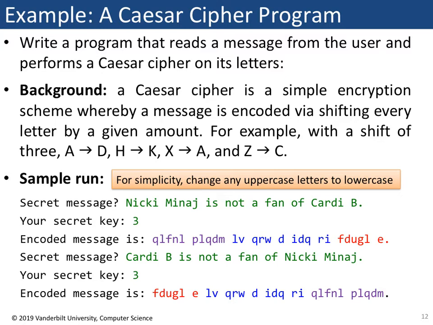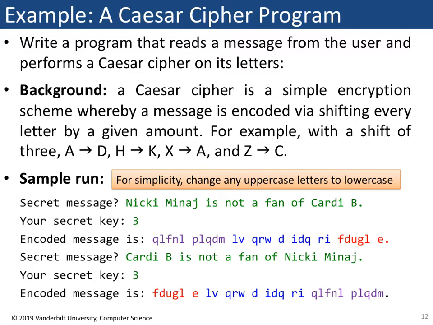So a shift of 3, you start at A, B, C, D. So D is the third letter from A. So a sample run of a simple Caesar cipher program would prompt for a secret message.